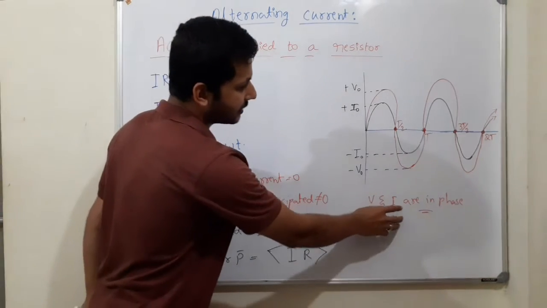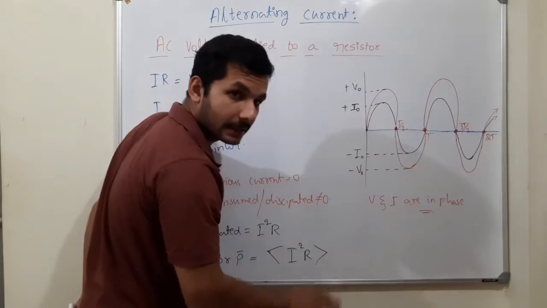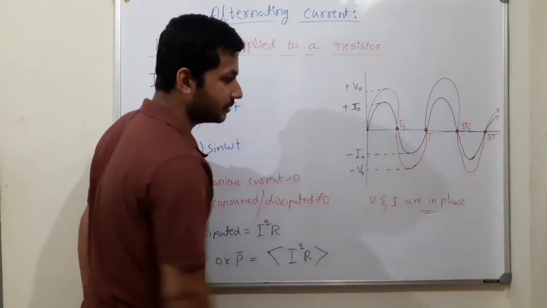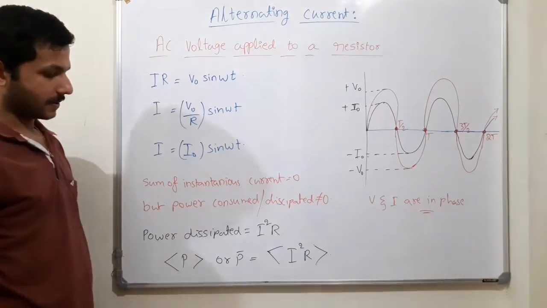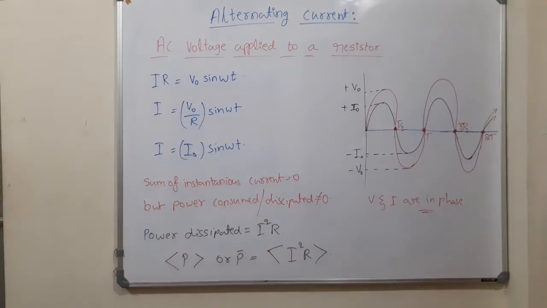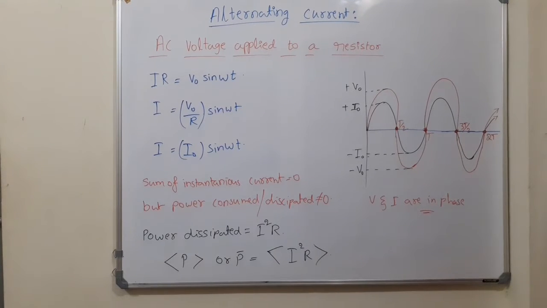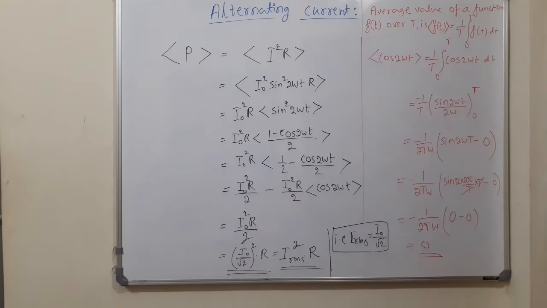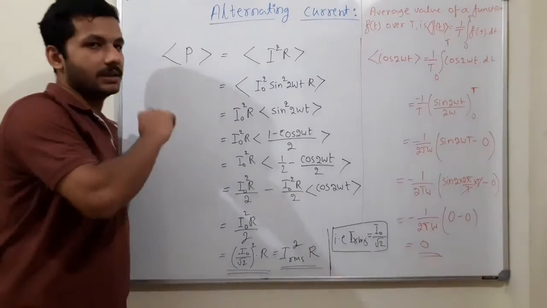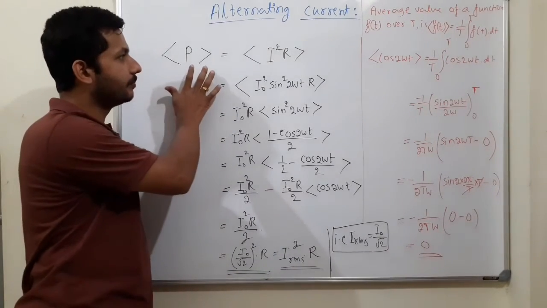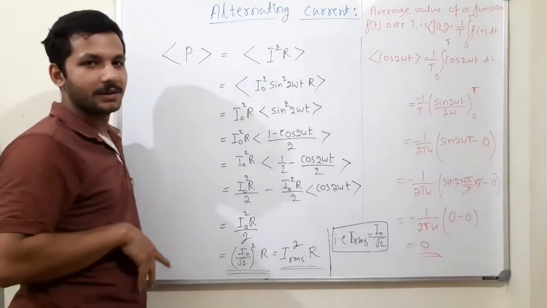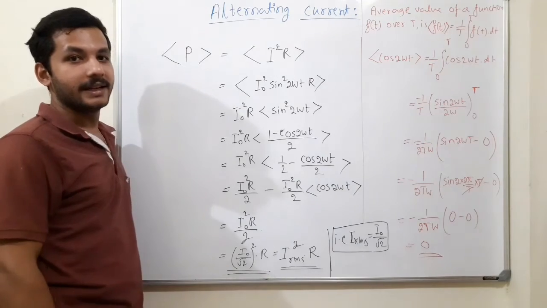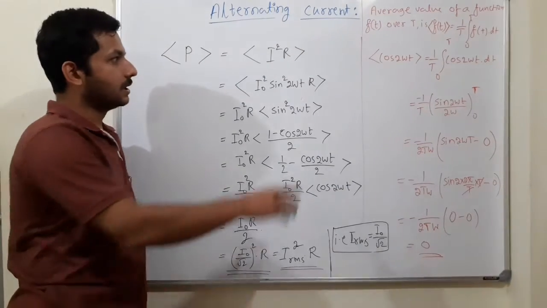And one more thing is, here current and voltage are in phase. They are in the same direction, and that is why they are in phase. Next, we will continue the derivation part. Here, average power P is equal to I square into R. That is a formula which you had even in grade 10 also.